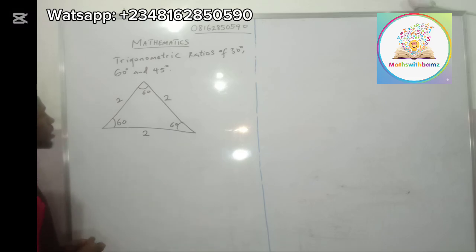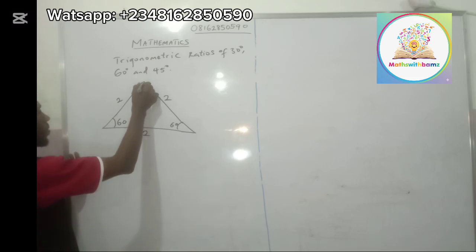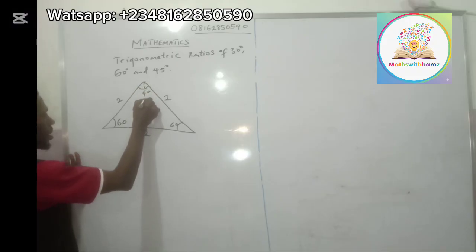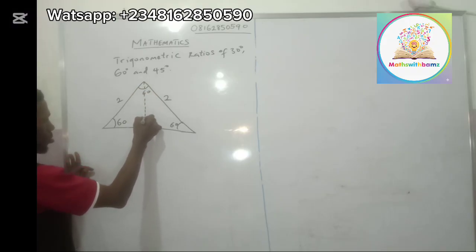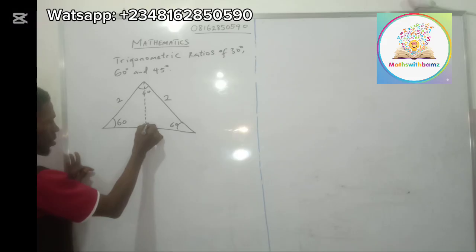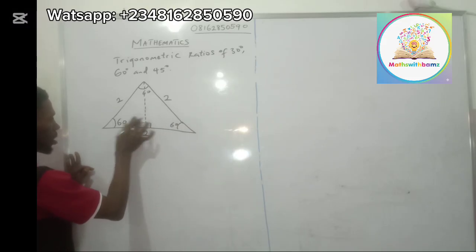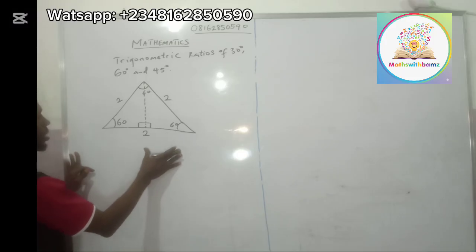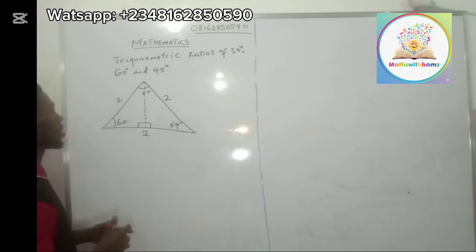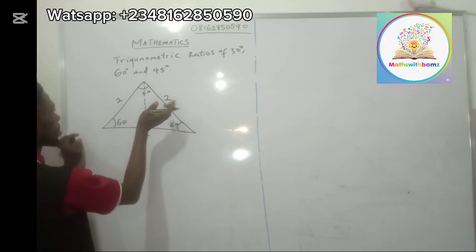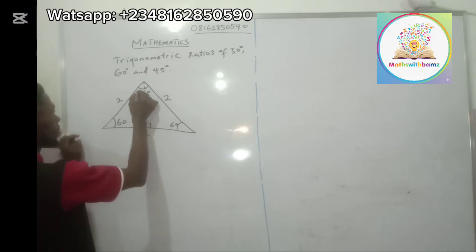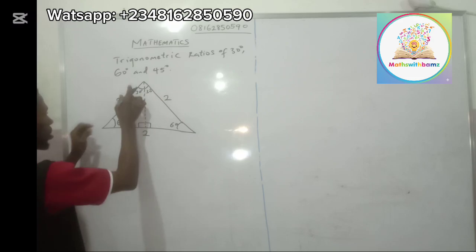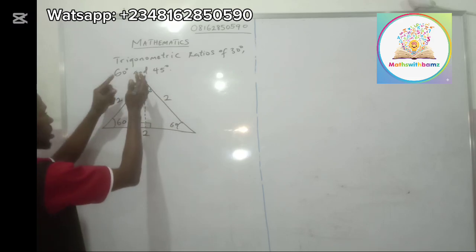If we divide this triangle into two right angle triangles, this is part of a right angle triangle, and here is another part of a right angle triangle. So we now have two right angle triangles. If this angle was 60, it now turns to 30 degrees here, and 30 degrees here also. In whole, we had 60, 60, and 60.